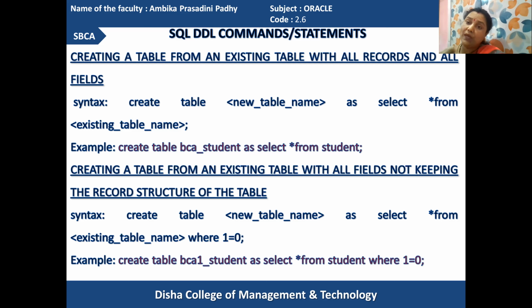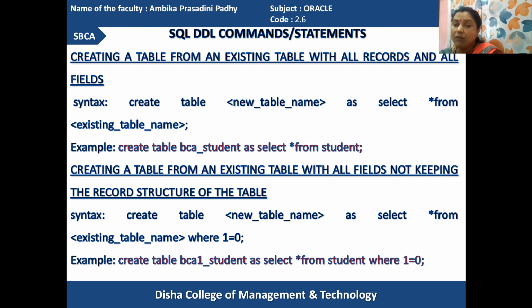Now come to the other option of using create table. You want to create a new table by taking only the fields from that existing old table, but not keeping the records. Whatever data is present inside the table you don't want to take. Then you can use this type: create table new table name as select star from existing table name where 1 equal to 0. 1 equal to 0 means no row is selected.